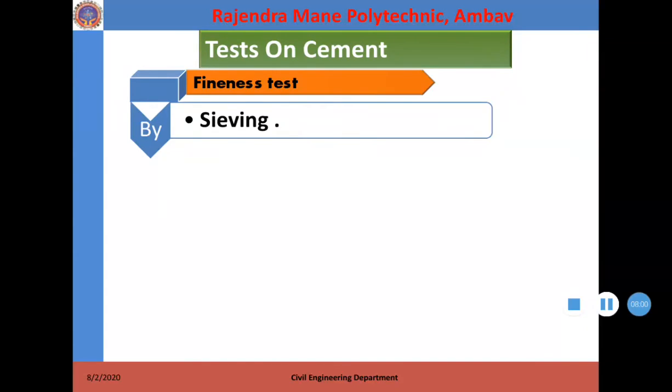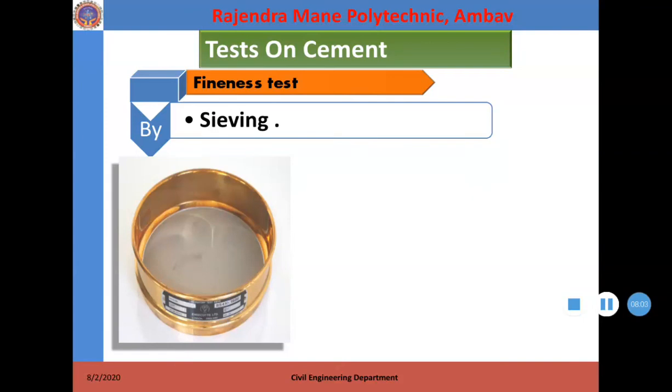The object of this test is to check the proper grinding of cement, as finer cement has quicker action with water and gains early strength. The finer the cement, the more the surface area of the aggregate will be covered by it. So the more surface area, the faster the reaction between water and cement particles will be, and the rate of gain of strength will be more.